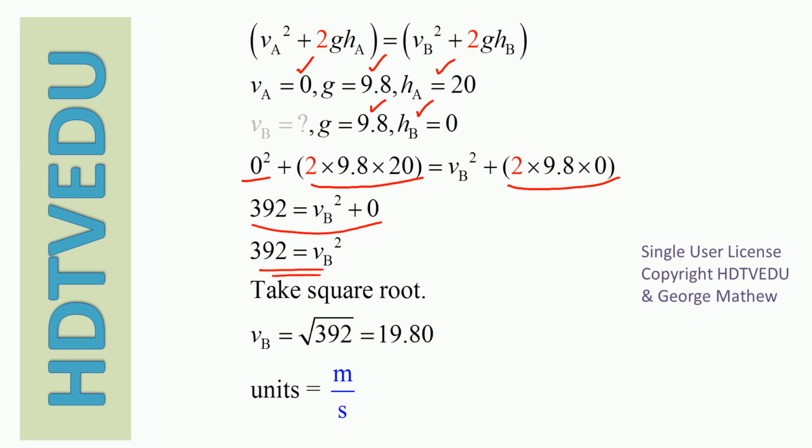So this is where some of you lose points. You forget to take the square root of 392 to get the speed at point B. So please don't forget this step. Take the square root to get the speed at point B, and that is 19.80.